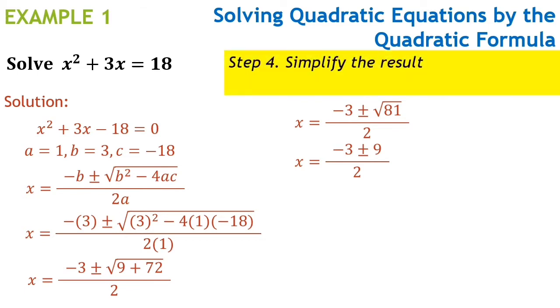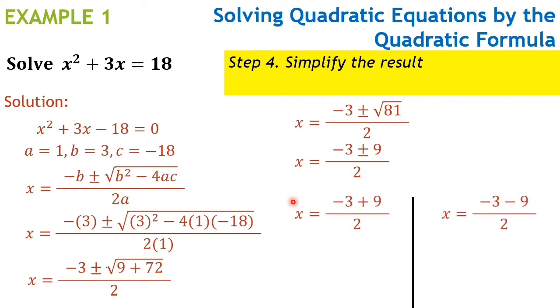Step number 4 is to simplify the result. So from here, what are we going to do next? Very good. We will simply separate the plus from the minus sign. So it will become x is equal to negative 3 plus 9 all over 2, and x is equal to negative 3 minus 9 all over 2. Remember, what we did is we simply separate the plus sign from the minus sign.